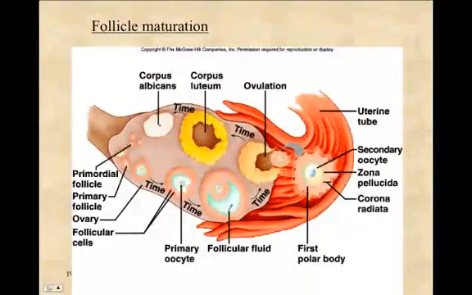And so eventually, this fluid-filled cavity will form an antrum and push this now secondary oocyte over to one side. And then you can see here we have, right around the oocyte, the zona pellucida and the corona radiata. And the zona pellucida and the corona radiata will be the only parts that will actually stay with the oocyte from this follicle.